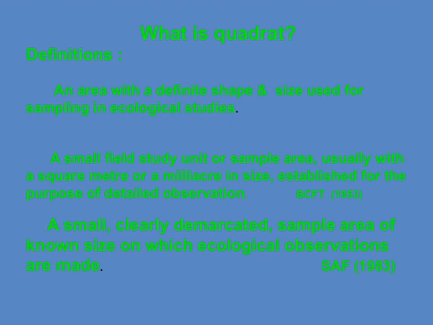Similarly, SAF in 1983 emphasizes that a quadrat is a small, clearly demarcated sample area of known size. This clarity in boundaries is crucial because it ensures that the data we collect is precise and repeatable. Throughout our presentation, you'll notice how important it is to have a standardized area for sampling. It allows us to compare data across different studies and habitats reliably. So, in essence, a quadrat is a fundamental tool in ecology that helps us quantify and understand the distribution and abundance of organisms in a specific, manageable area.